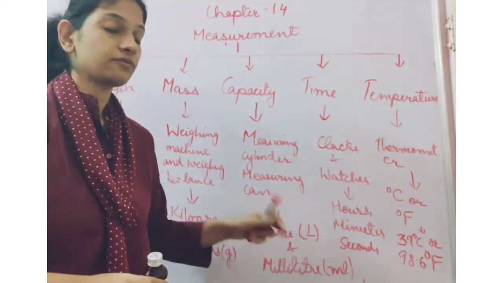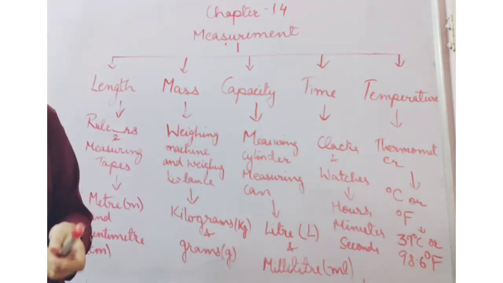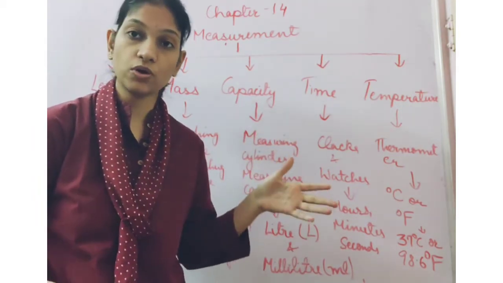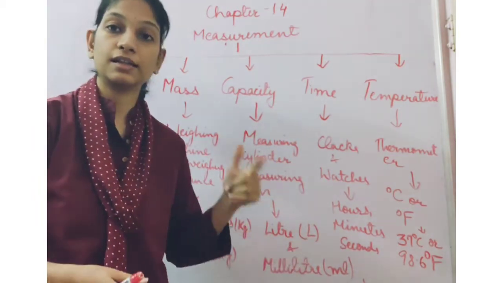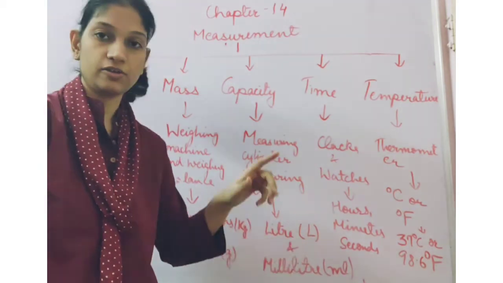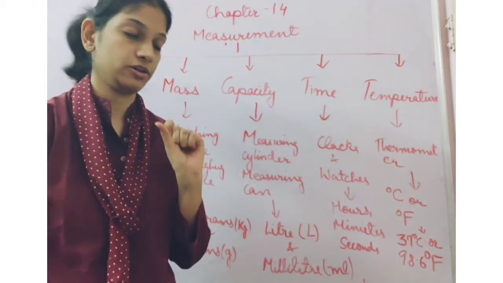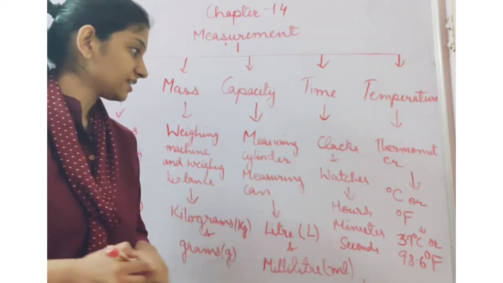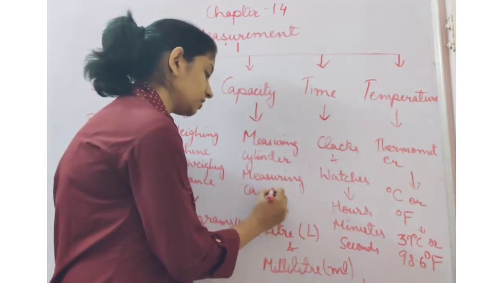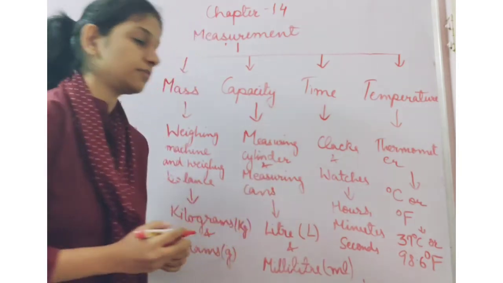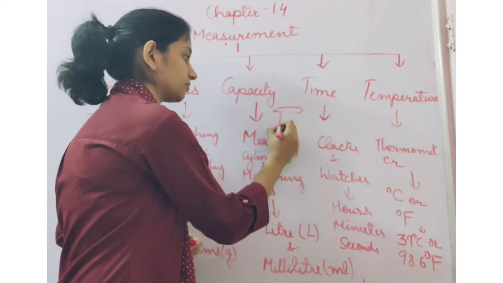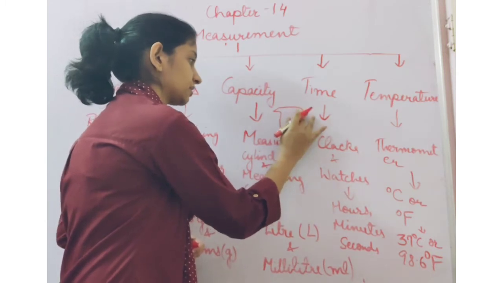But if I have a bigger quantity, then that will be in liters. If the amount of medicine or the amount of water is more, then that will be measured in liters. So liter is the bigger unit and milliliter is the smaller unit. Then we use measuring cylinder as well as measuring cans to measure the capacity of a liquid. What are the devices used? Measuring cylinder, which looks somewhat like this, and measuring cans.